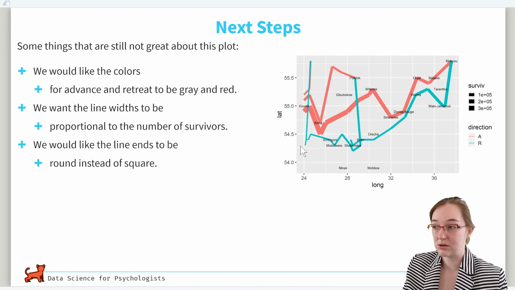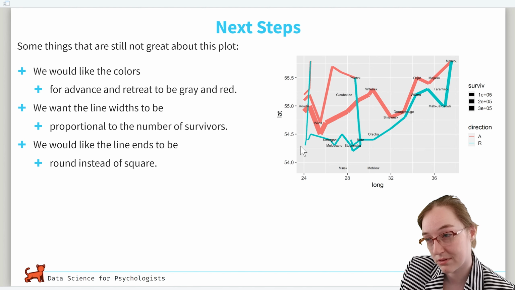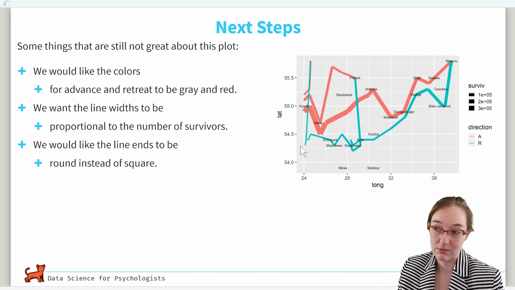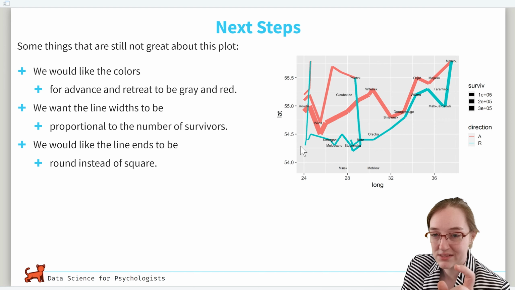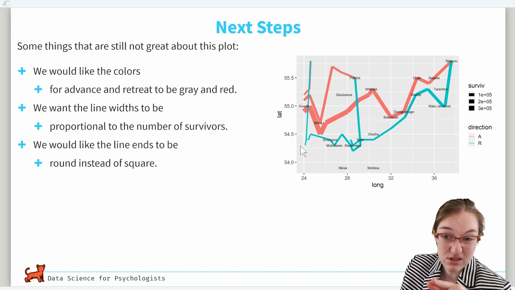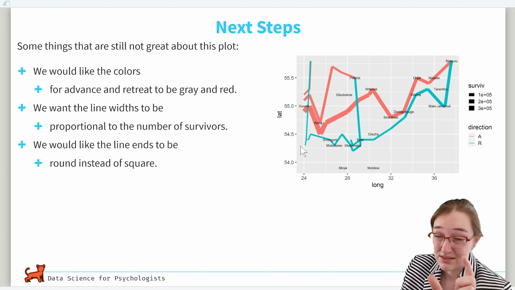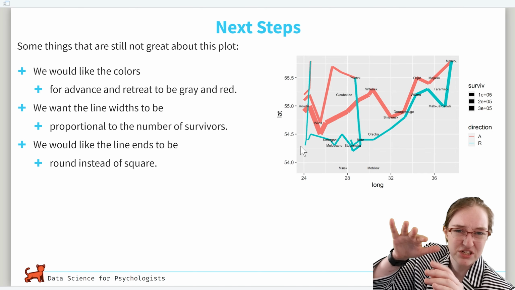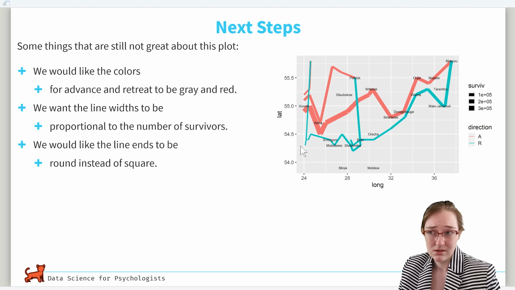Okay, so it's still not great. There's still room for growth in this plot. Colors would be great if they were red and gray like they were in the original. Maybe we can adjust the line widths to be proportional to the number of survivors. And it'd be really nice if we had rounded edges, just for aesthetics, because it's all choppy on the corners. Just some thoughts.